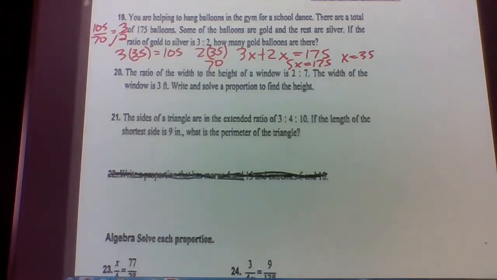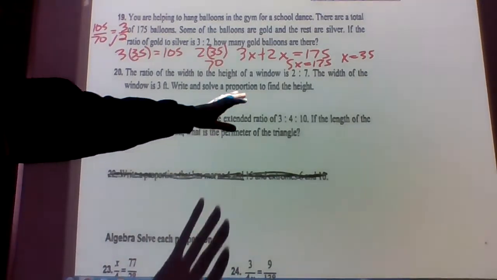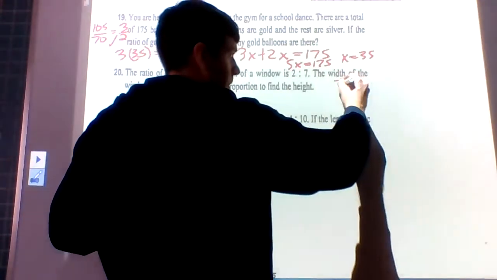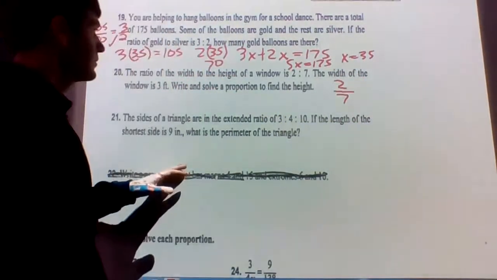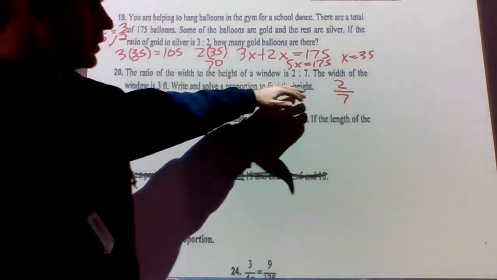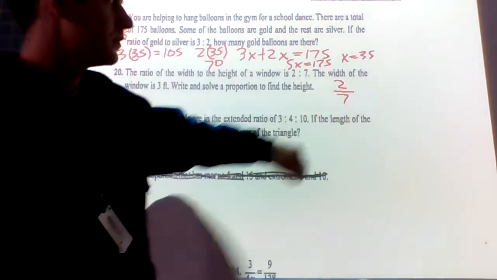The ratio of width to height of a window is 2 to 7. The width of the window is 3 feet, right? And solve a proportion to find the height. The easiest way to do this is to use the ratio that they give us. They give us 2 to 7. Okay, and 2 to 7 represents the width to the height.